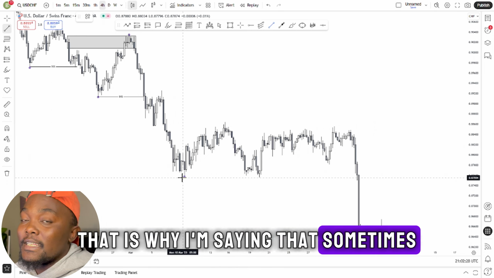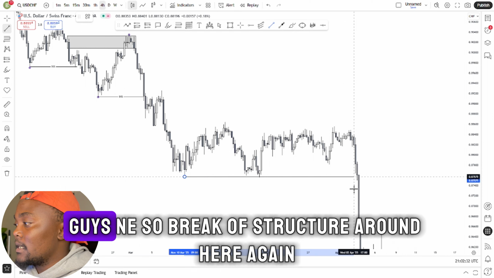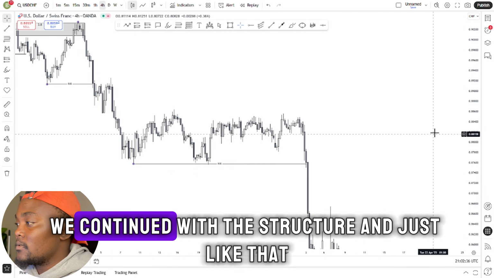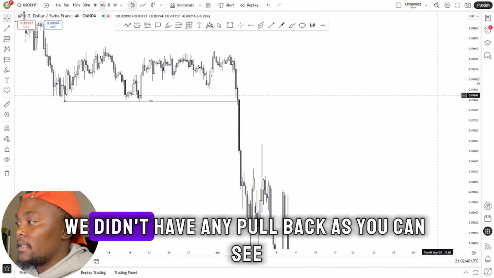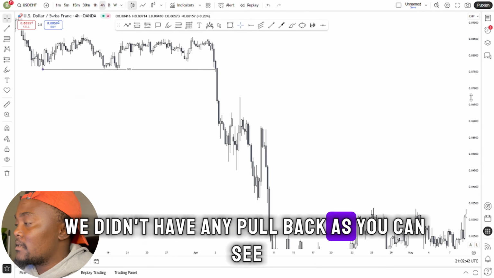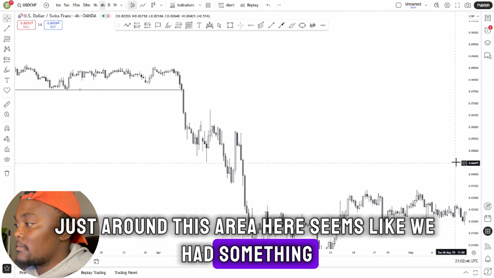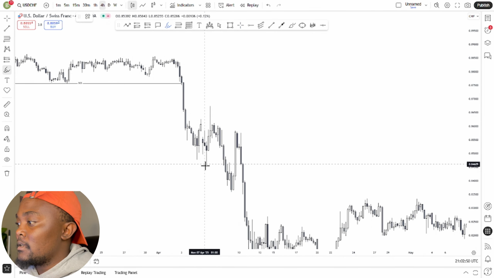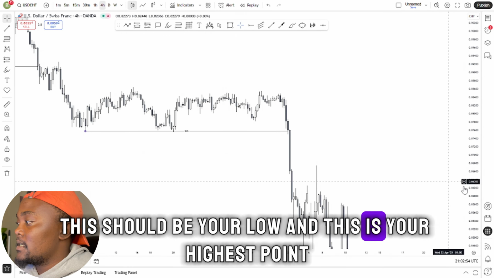That is why I'm saying that sometimes the market will never do what you'd want it to do, guys. Now, so break of structure around here. Again, we continued with the structure, and just like that, we didn't have any pullback, as you can see right there. Just around this area here, seems like we had something. So around here, we had a pullback. So as you can see here, this should be your low, and this is your highest point.